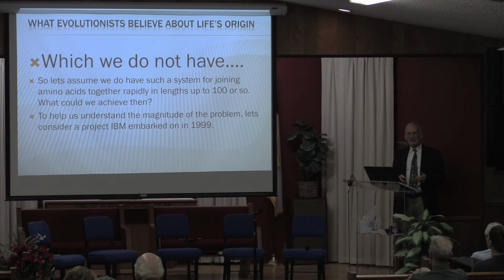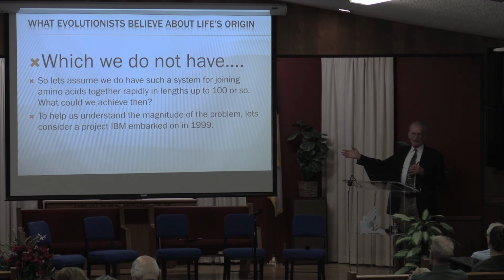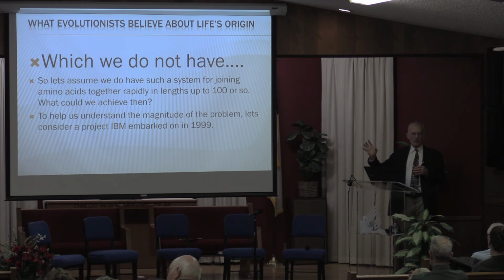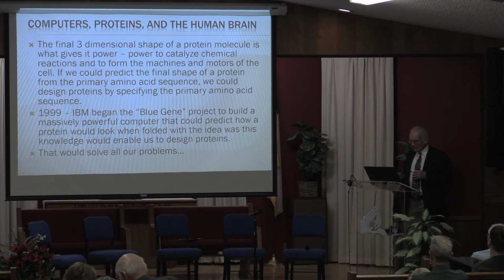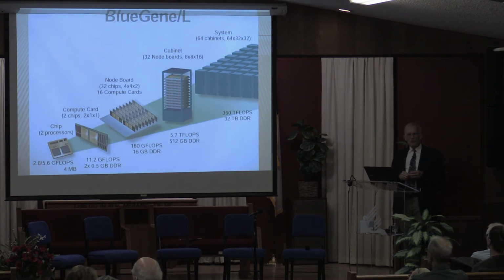So IBM said, let's do that. And in 1999, they started a project called Blue Gene. The objective of it was to build the hugest computer in the world. They talked about 1 million processors, all in parallel. And they would run that for a whole year and see if they could solve the protein shape problem. So they built Blue Gene.